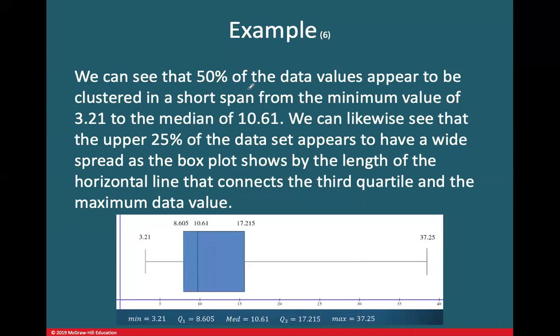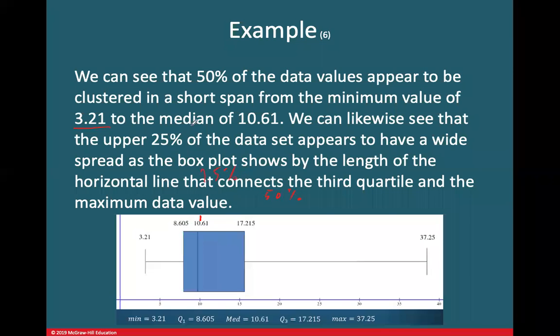We can see that 50% of the data values appear to be clustered in a short span, from the minimum value to the median. Since this is the median, it means 50% of the data. Q1 is 25% of the data.